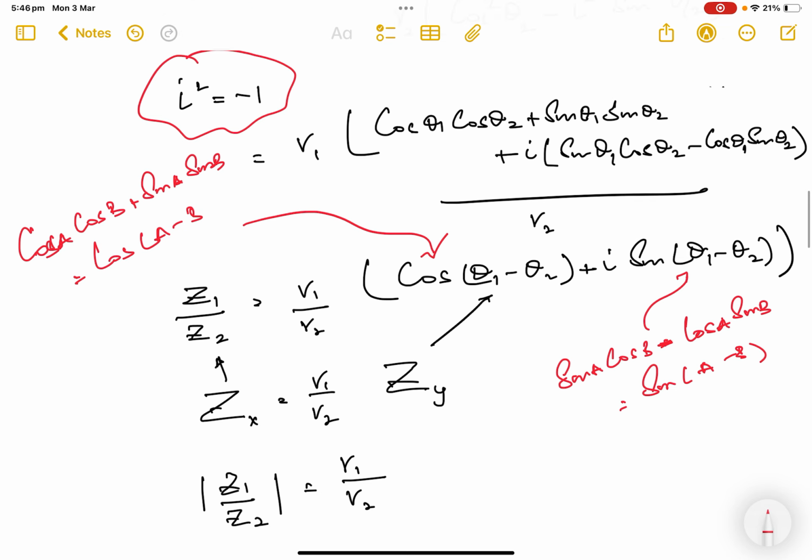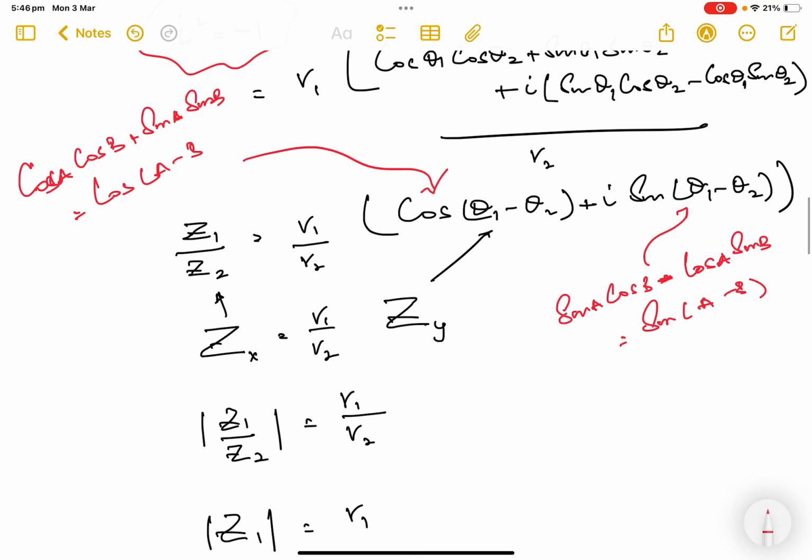So if you do that, the denominator is R2, so R1 over R2 times cos of theta 1 minus theta 2 plus i sine of theta 1 minus theta 2. If you look at the right hand side, R1 over R2 is the modulus, and cos of theta 1 minus theta 2 plus i sine of theta 1 minus theta 2. So it's another complex number.